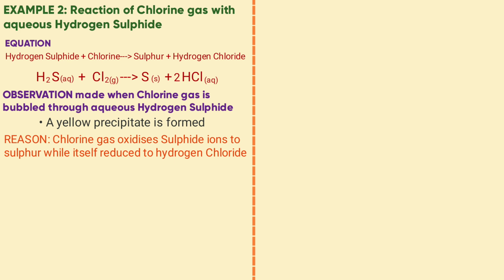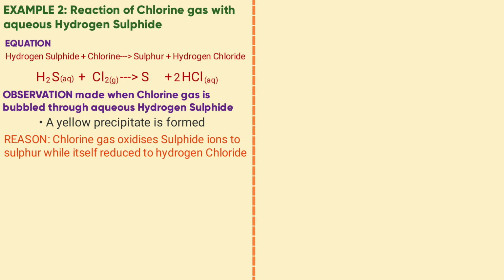Now, note that when you are told to state what happens when chlorine gas is inverted over a gas jar of hydrogen sulfide gas, you would say a yellow solid is deposited on the sides of the gas jar. The reason will be that chlorine gas oxidizes hydrogen sulfide gas to sulfur and is itself reduced to hydrogen chloride gas.